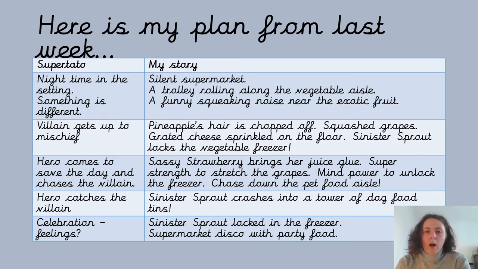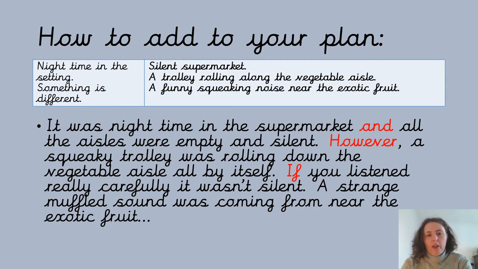So this is why we need to think about adding more into our plans. We can't just write our plan out in our best handwriting. We've got to add more to it to make it into a proper story. So on the next few slides, I'm going to show you how to do that. So I'm just looking at the first part of my story, the first box. So in my plan, I said silent supermarket, a trolley rolling down the vegetable aisle, a funny squeaking noise near the exotic fruit. So now I need to make that into an opening for my story.